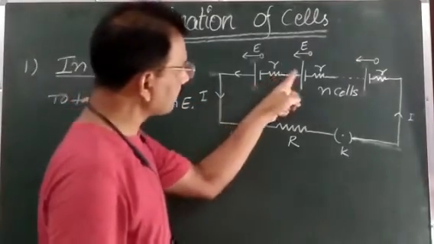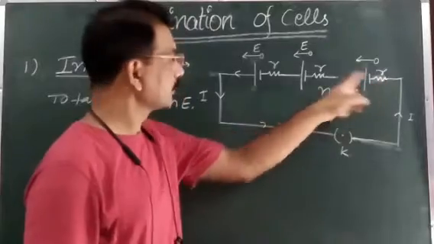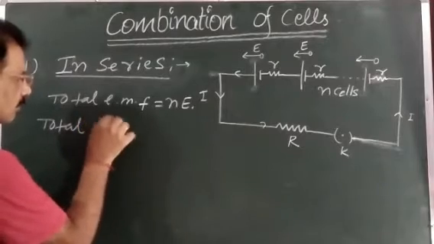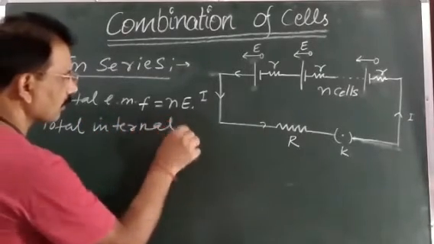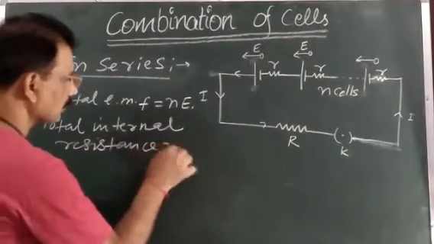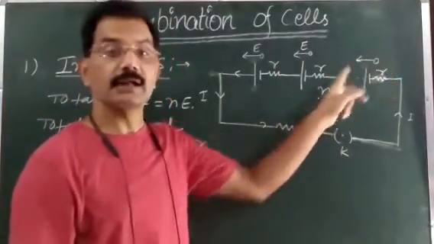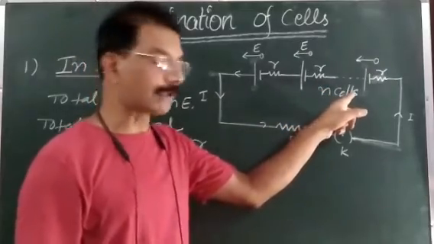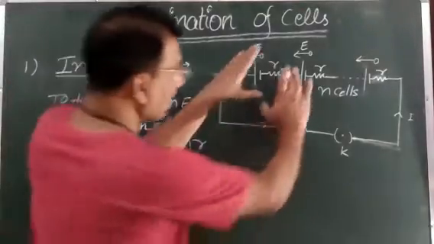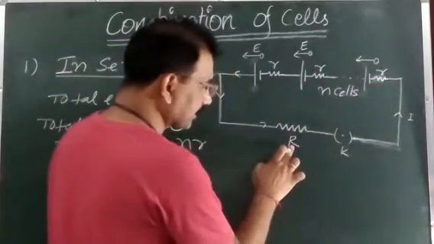Similarly, the internal resistances of these cells are joined in series. So the total internal resistance is nr. How? r plus r plus r, n times. So the total internal resistance of the cells is nr.